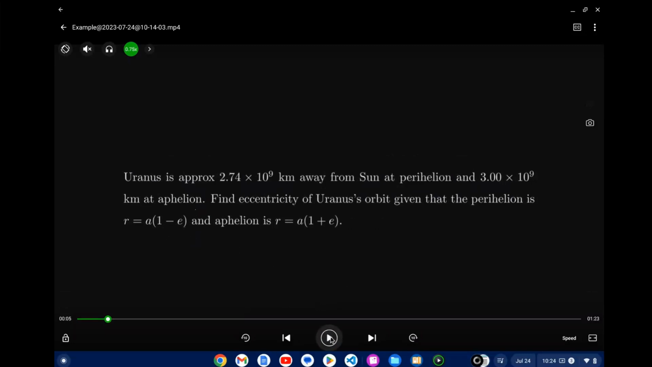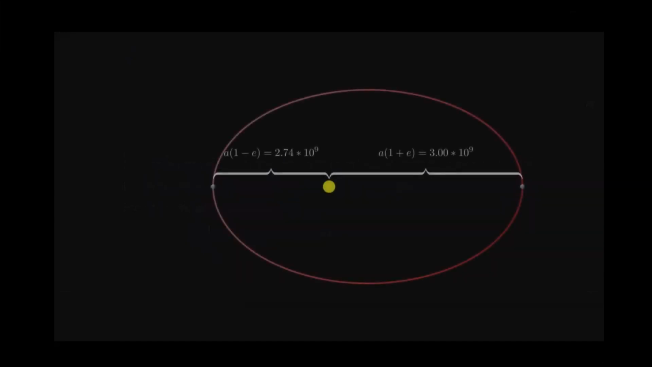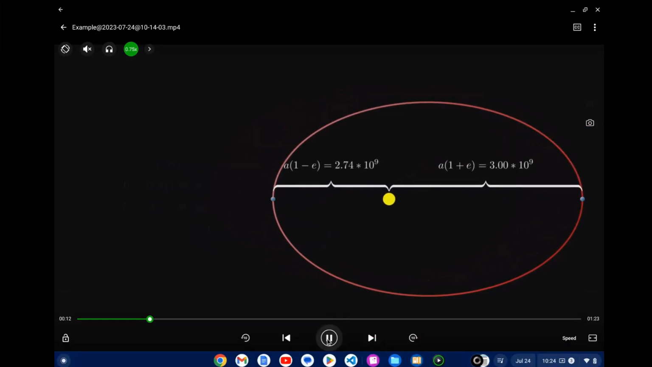Okay, let's look at an illustration. And I should add E is the eccentricity. That's what we're looking for. So we're going to look at an ellipse. The perihelion is the distance when it's closest to the sun. The aphelion is when it's the furthest from the sun. Okay, so those are the numbers.